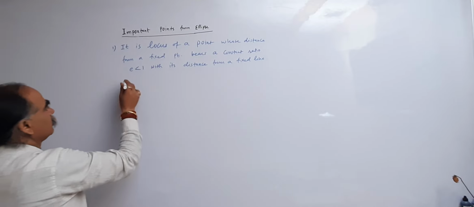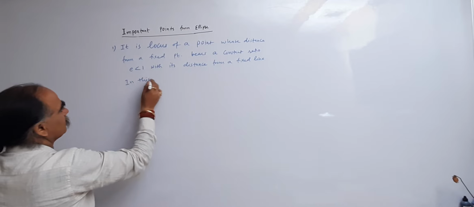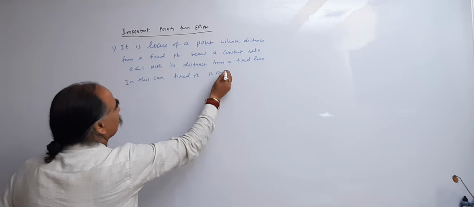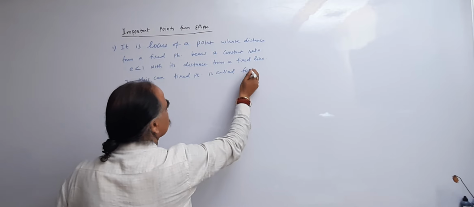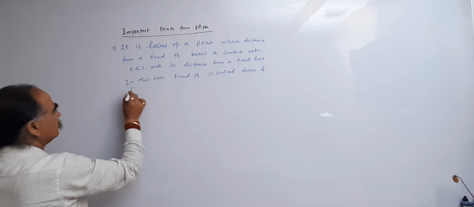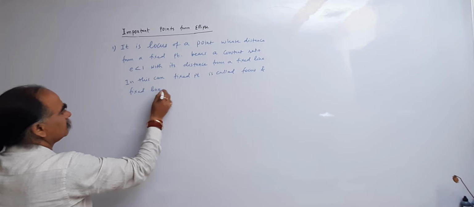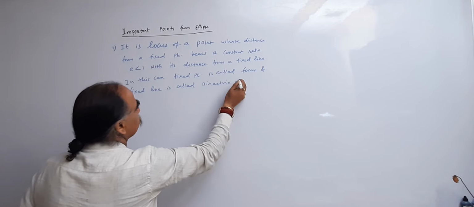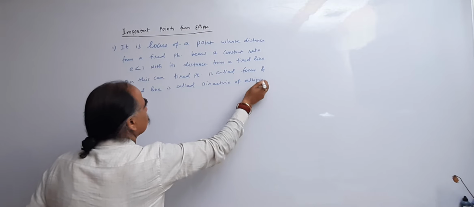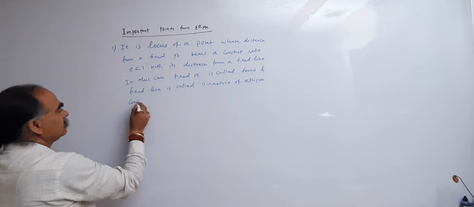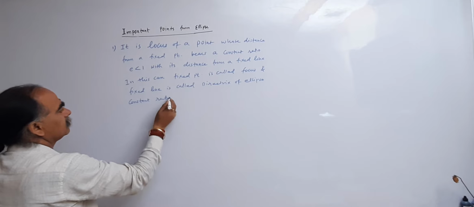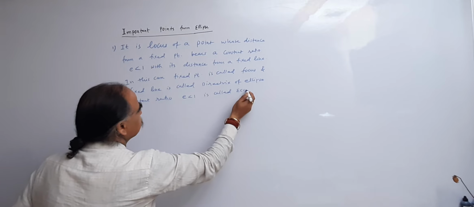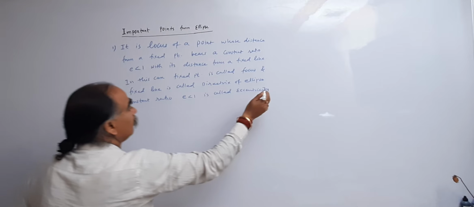In this case, the fixed point is called the focus, and the fixed line is called the directrix of the ellipse. The constant ratio e is called the eccentricity of the ellipse.